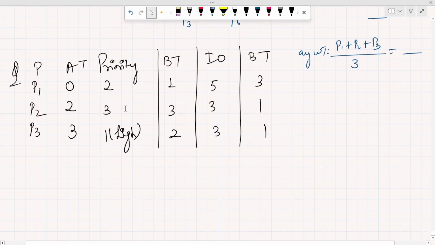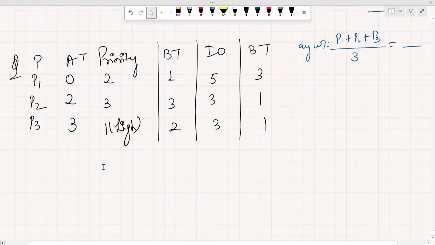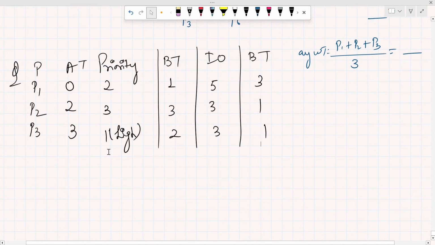Okay, but in this question you are not going to find the average turnaround time or average waiting time. What you have to do in this question is find out that the multi-programming operating system uses preemptive priority, meaning many programs using the preemptive priority scheduling algorithm.